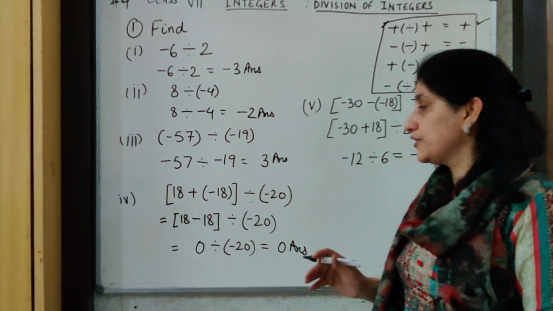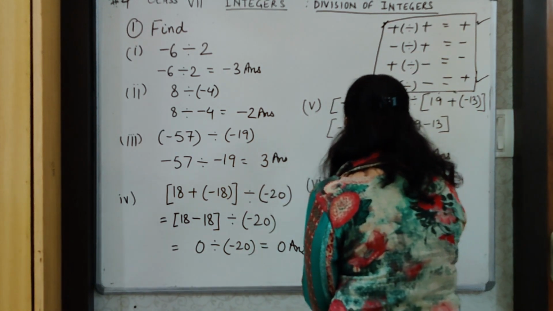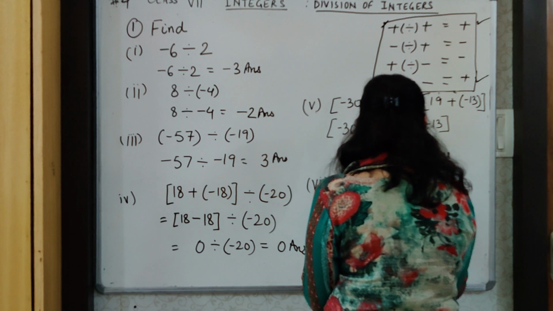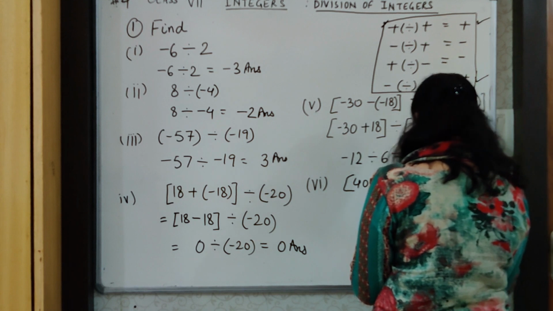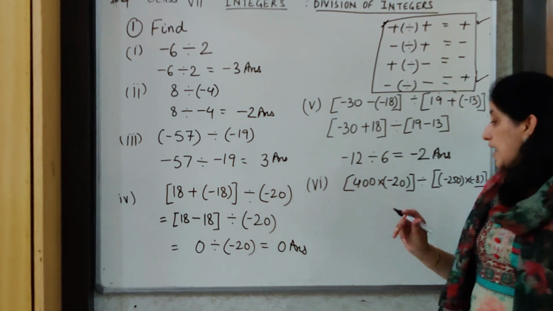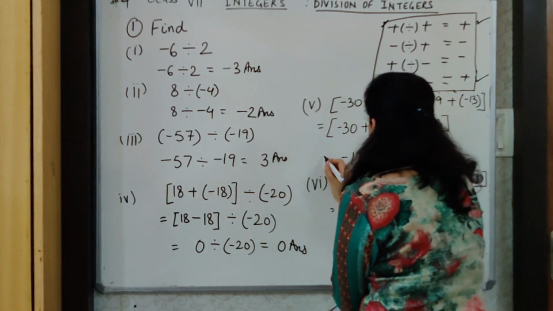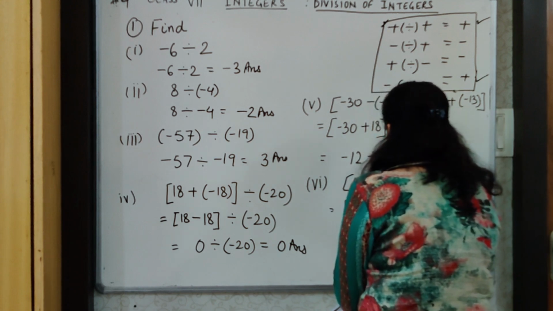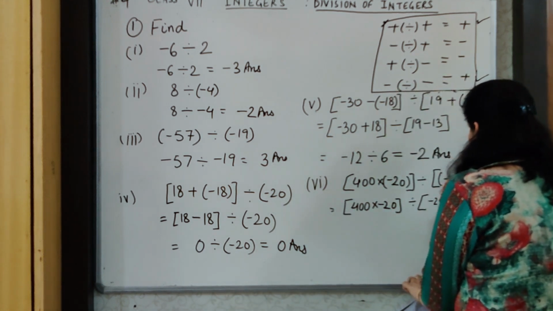Enjoying? Okay, one more then. Okay, this one is: square bracket 400 into minus 20 square bracket close, divided by minus 250 into minus 8. This is the question, and here also BODMAS we'll start with. So I have the square bracket 400 multiplied by minus 20, divided by minus 250 multiplied by minus 8.